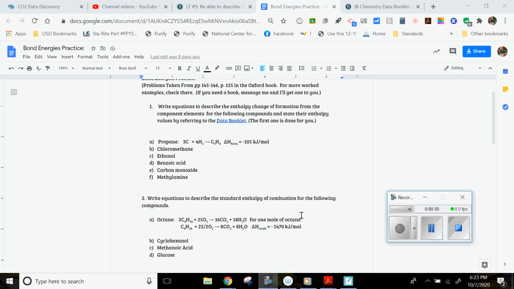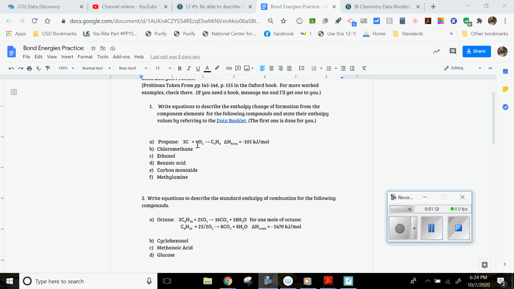So first and foremost with all of these, all you're doing is you're writing the balanced chemical equation and then listing the value that you find in the data booklet. No real math required. So for 1B, it says you want to write the equation to describe the enthalpy change of formation from the component elements for the following compounds. All that means is how are you making chloromethane from its elements. All of these are going to contain carbon, hydrogen, some are going to contain oxygen, some are going to contain chlorine, and some are going to contain nitrogen. And you've got to remember your diatomics.